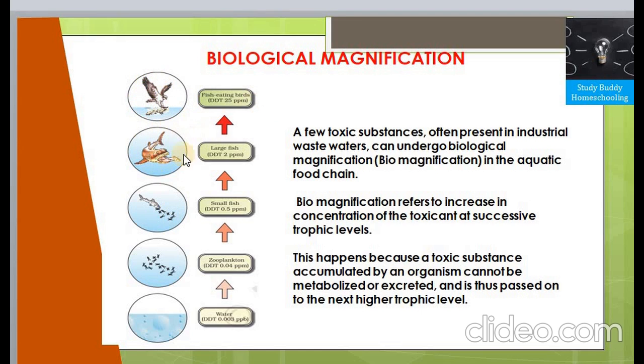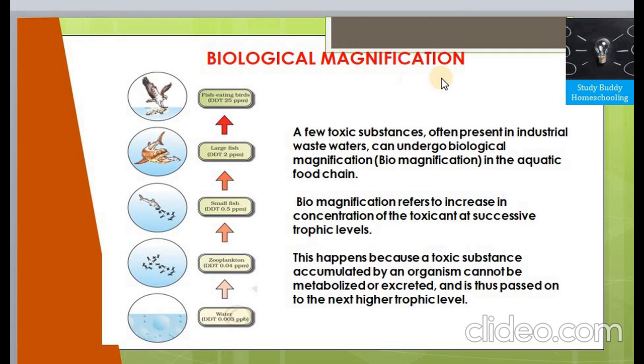Sometimes humans also eat these fishes, small fish and big fish, thereby leading to the accumulation of DDT in their bodies also. So what happens is, as the chemicals move from each trophic level to the next, the concentration of the chemicals increases. This increase in the chemical, which happens naturally by sheer numbers, is known as biological magnification.